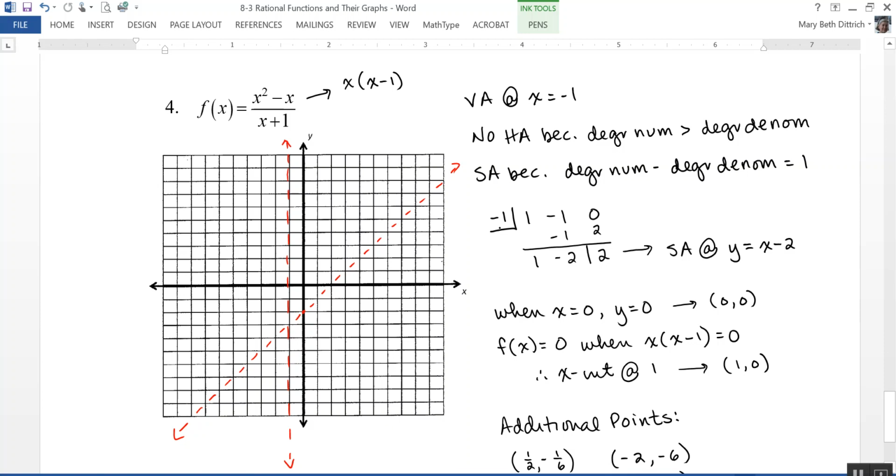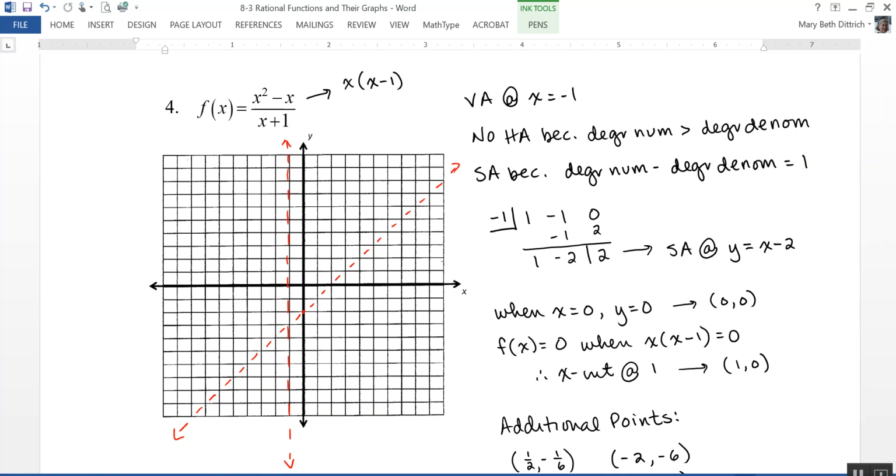So remember, put the -1 in the box, list the coefficients from the top, so that it'd be 1, -1, and 0. Bring down the 1. -1 times 1 is -1. Add gives me a -2. -1 times -2 is 2. Add, that gives me 2. So this means that this is the equation y equals x minus 2 with a remainder of 2, but we don't worry about the remainder when we're looking for a slant asymptote. So I'm going to have a slant asymptote at the line y equals x minus 2, which is this red line that I've done right here.